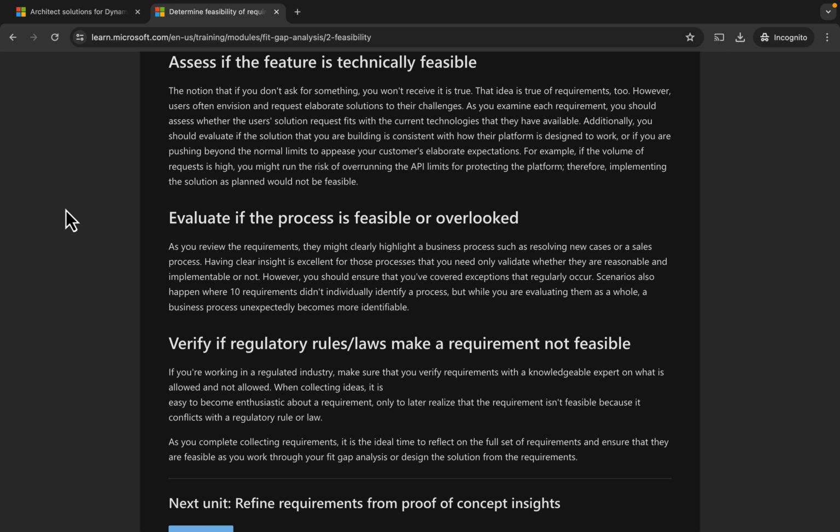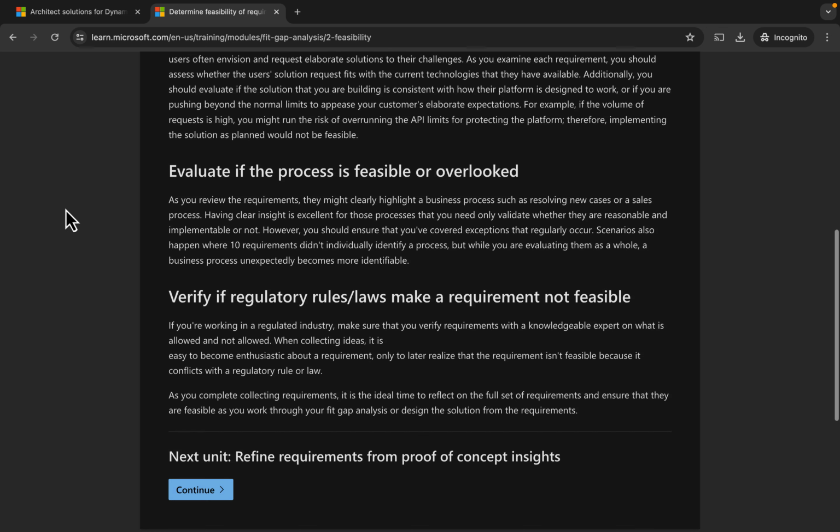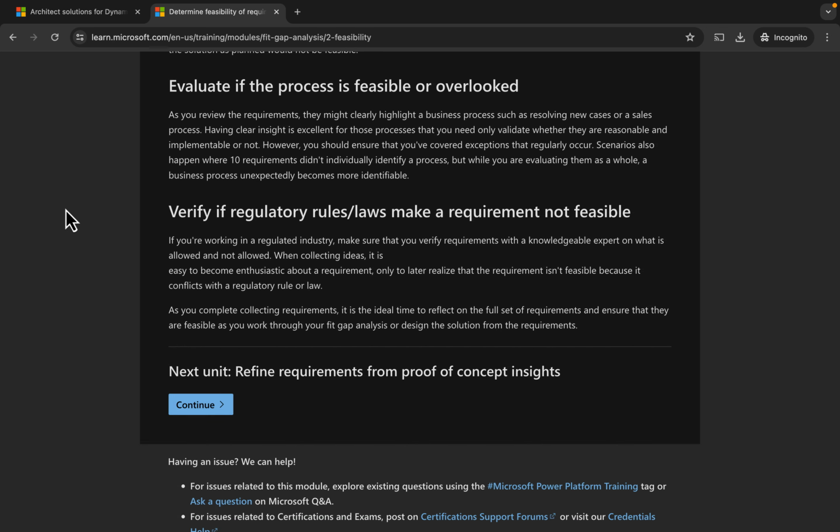For example, if the volume of requests is high, you might run the risk of overrunning the API limits for protecting the platform. Therefore, implementing the solution as planned would not be feasible. Evaluate if the process is feasible or overlooked.